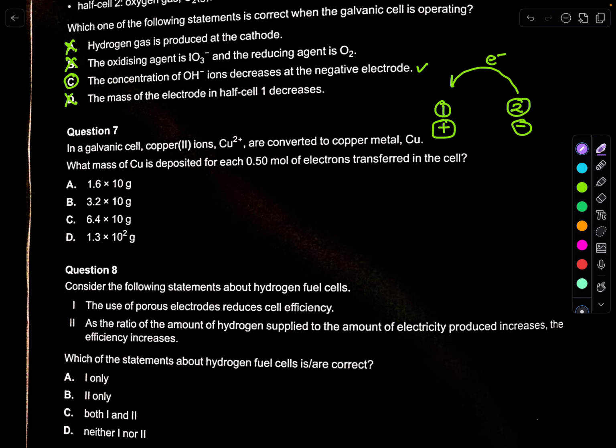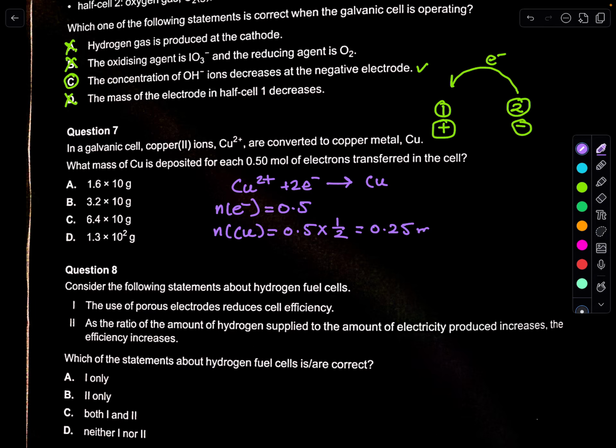So in a galvanic cell, copper 2 ions are converted to copper metal. The mass of copper that is produced for each 0.5 moles of electrons transferred in the cell is what? A really nice question. So we have copper 2 ions, and it becomes copper metal. So of course you would add 2 electrons here. So how many moles of electrons do we have? We have 0.5, and of course we can get the moles of copper, which is a 1-to-2 ratio, so it's half, which gives you 0.5 times a half, which is 0.25 mole of copper.